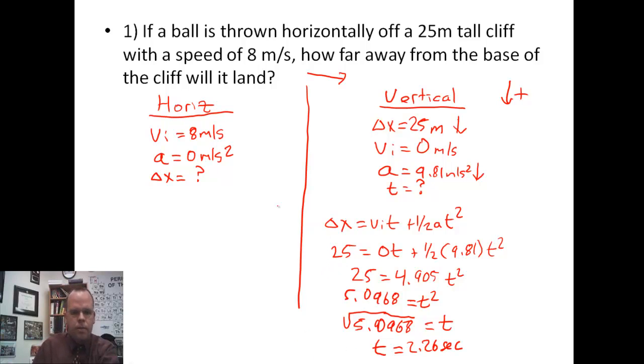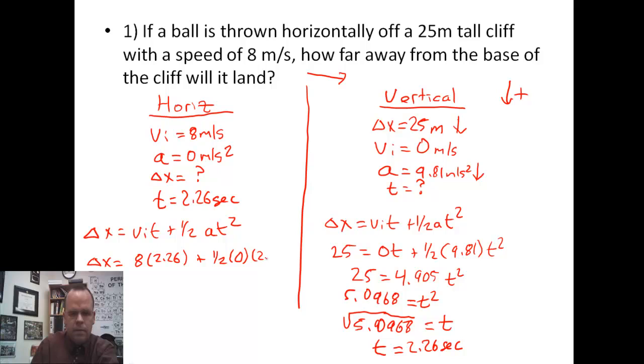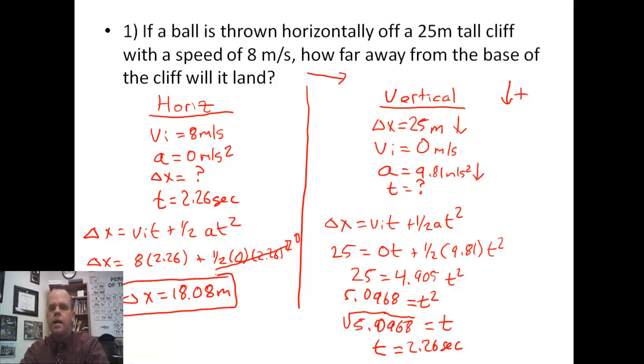So once we know that t for the vertical is 2.26 seconds, we know that t for the horizontal is 2.26 seconds. It's the one variable that can be the same both horizontally and vertically. So now we can use the same equation, delta x equals vit plus 1/2 at squared. Delta x equals 8 times 2.26 plus 1/2 0 times 2.26 squared. So this whole portion will become 0. So we're just going to do 8 times 2.26 and get a displacement of 18.08 meters. And that will be the answer to our problem.